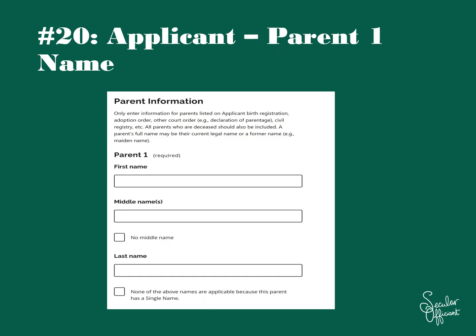Step 20 is indicating your first parent's name. Include their first name and middle name. If they don't have a middle name, select the square box indicating no middle name. Then include their last name. If your parent has a single name, then leave the previous boxes blank and select the square box indicating a single name and type in their single name.